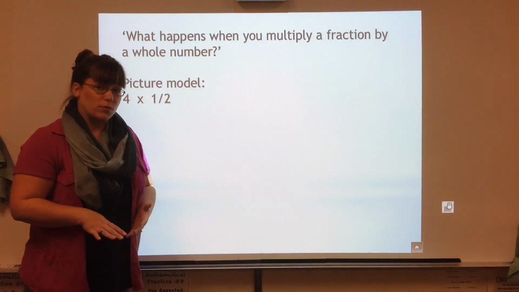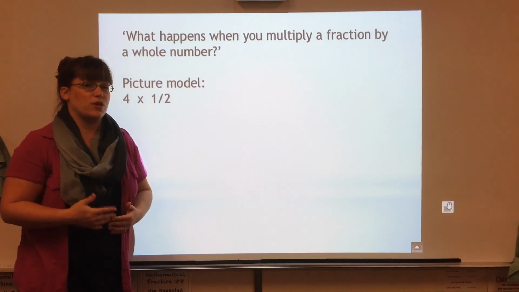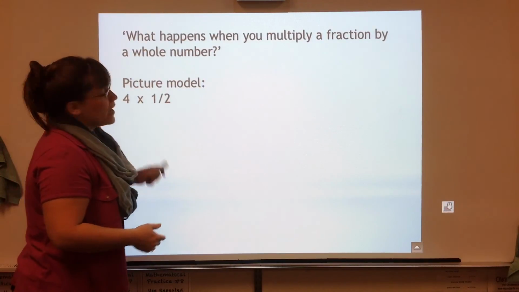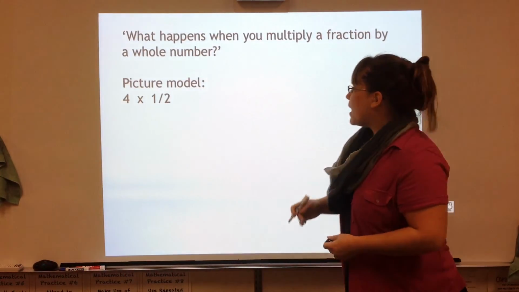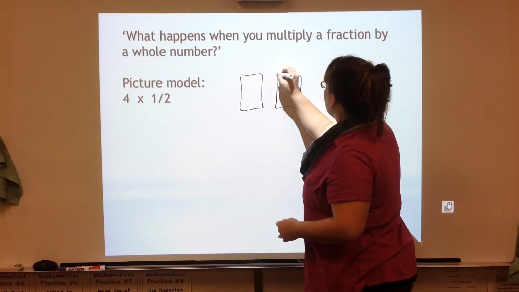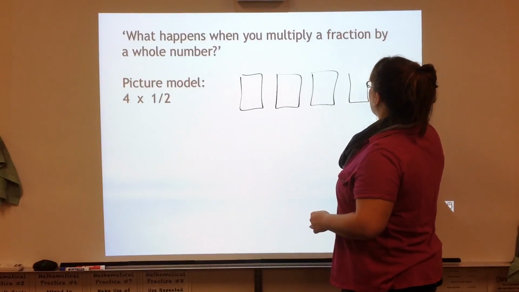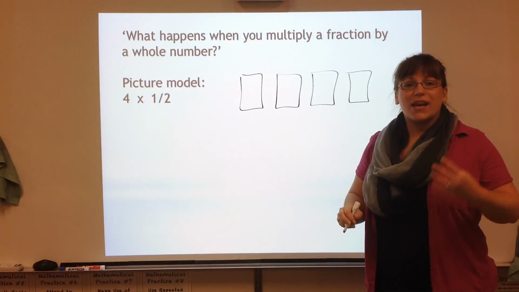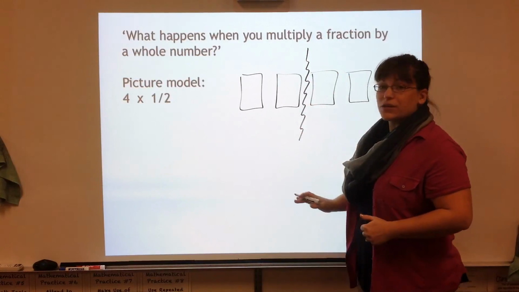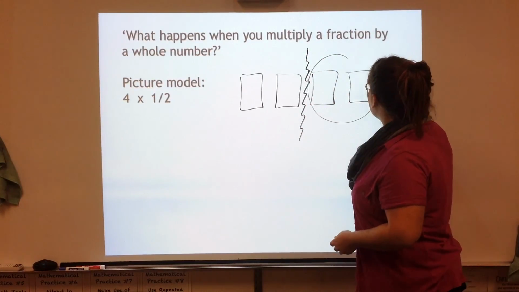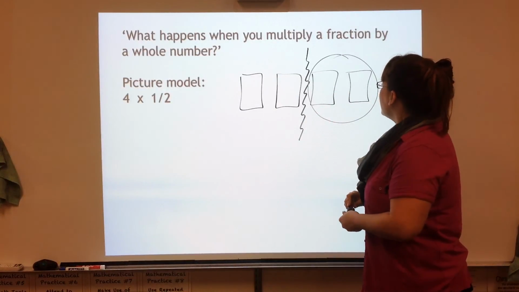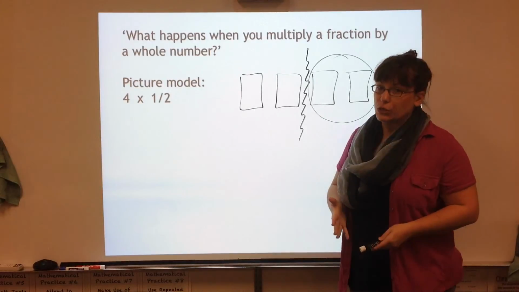Before we get to the foldable, I just want to do a picture demonstration of what it means when we are multiplying by fractions. And my picture model is going to demonstrate when we have 4 things or 4 wholes, and we decide to take half of them. If I cut this picture in half, how many would be on one half of that side? And so half of 4 is 2.